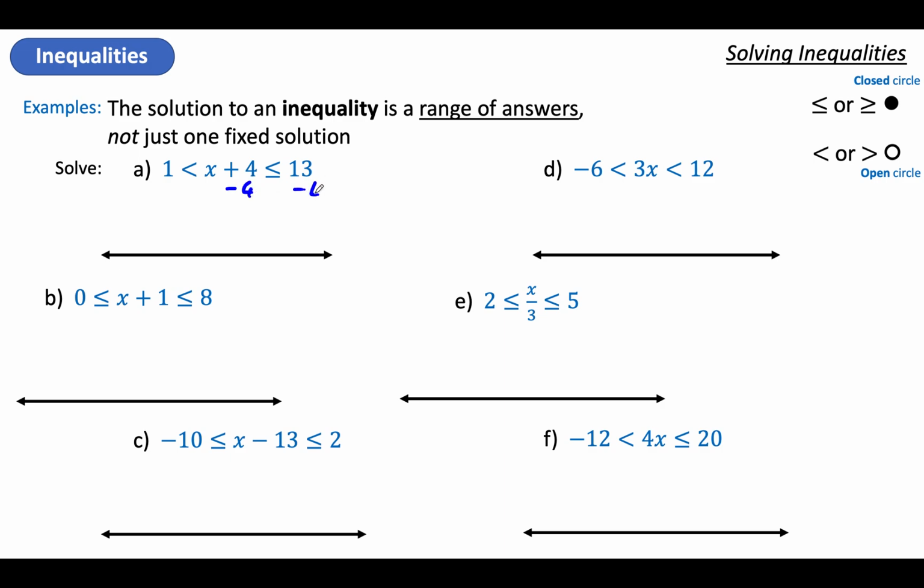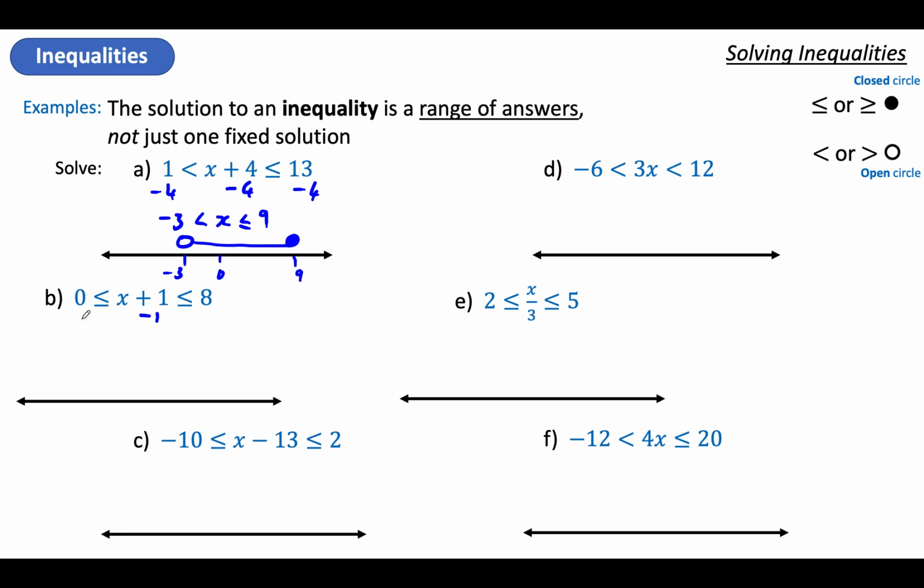Right, take away 4 from every section. So 1 take away 4 is -3. Use the signs that are there. 13 take away 4 is, of course, 9. So on my number line, I need -3. I need 9. You might want to put 0 in there. Doesn't matter. On the lower end, it's an open circle because there's no equals. The upper end is a filled-in circle because there is an equals. Join it with a line.